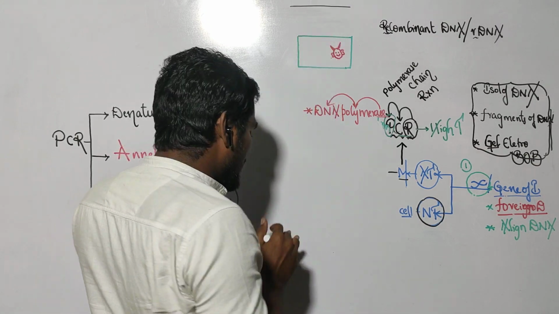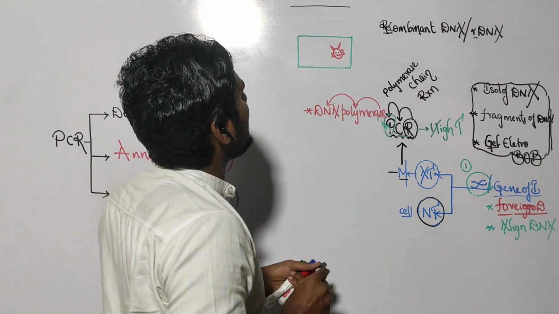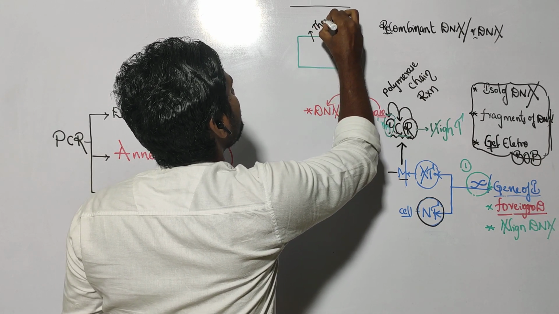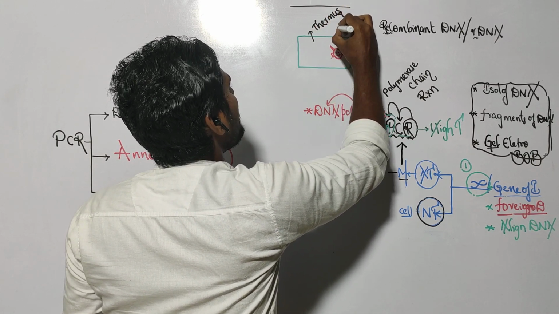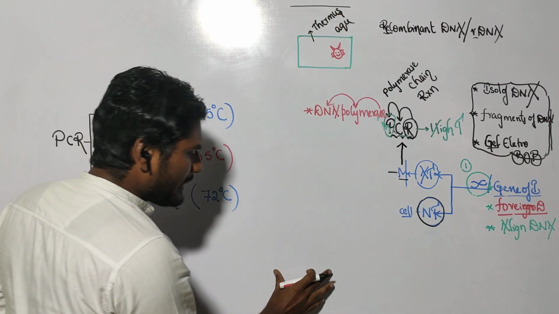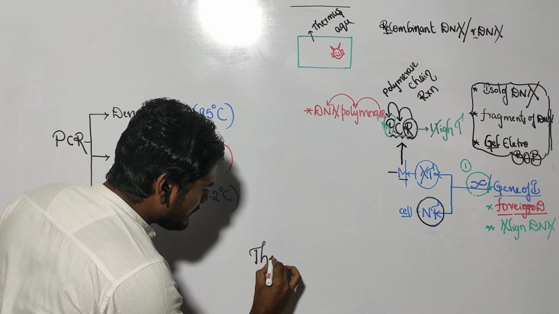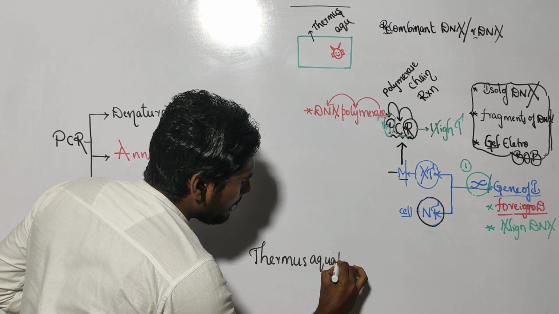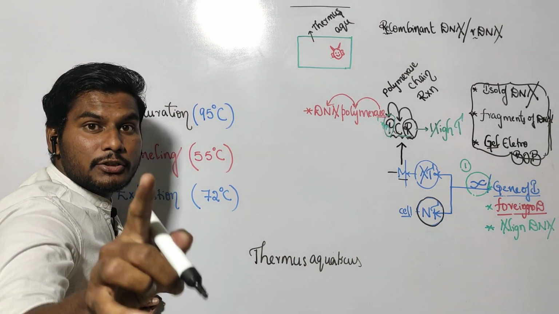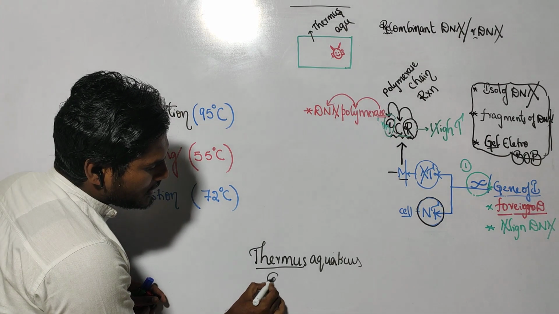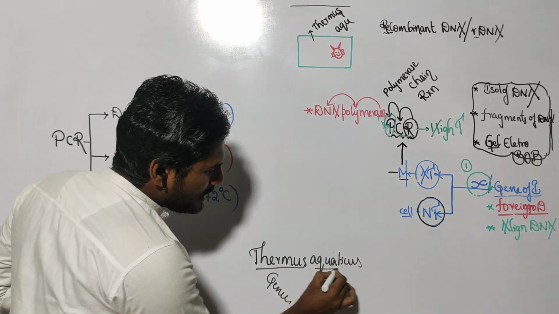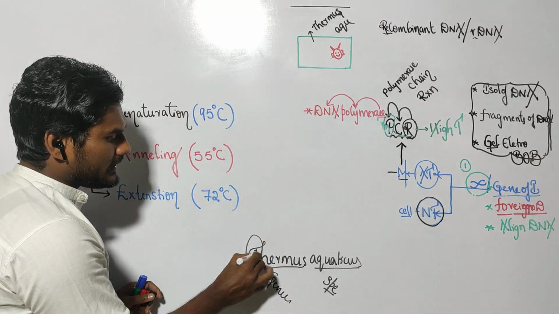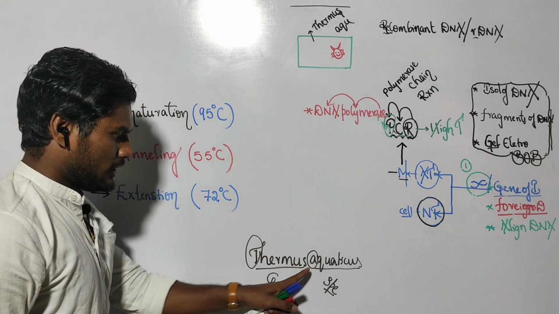The bacteria name is Thermus aquaticus. You should remember, Thermus is the genus name, aquaticus is the species name. So you know, genus name starts with a capital letter, species name starts with a small letter.